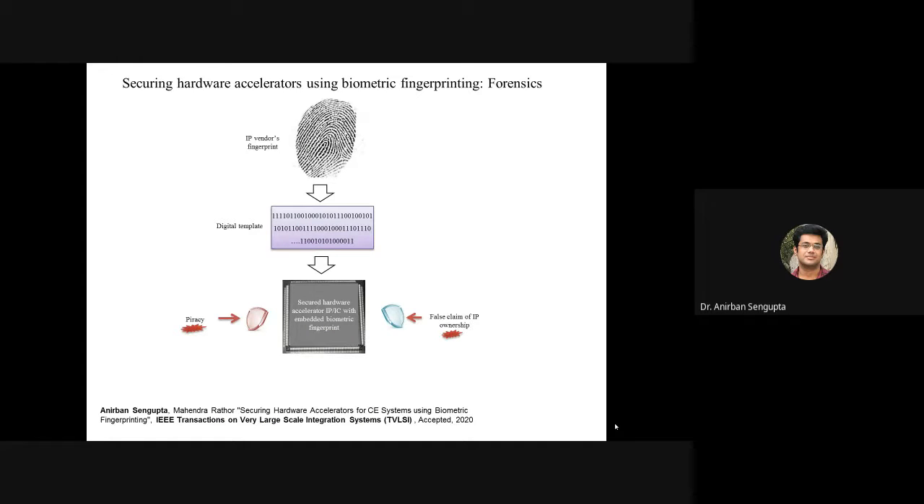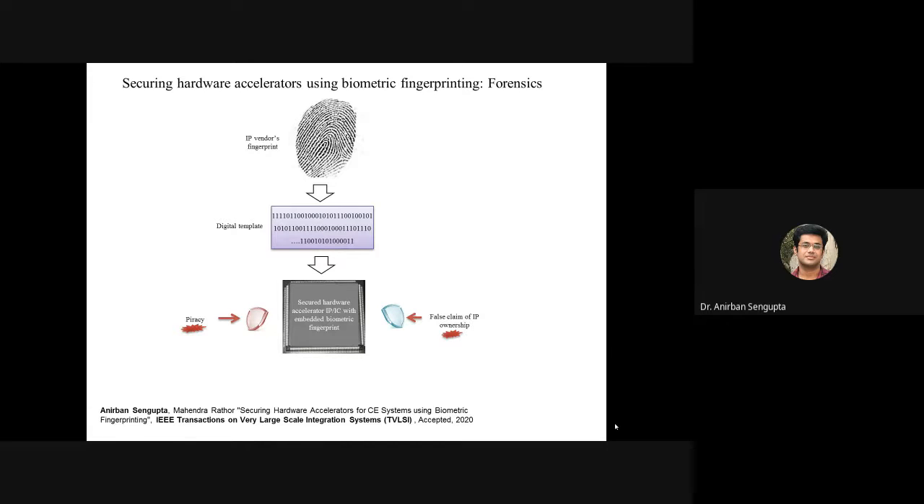Now let me talk a little bit on what biometric fingerprinting does. It's a forensic detective control mechanism often used for securing hardware accelerators, and the respective CAD tool product of this has also been publicly released in the scientific community a few months back, and it is also currently hosted at the University of Florida Cybersecurity Center.